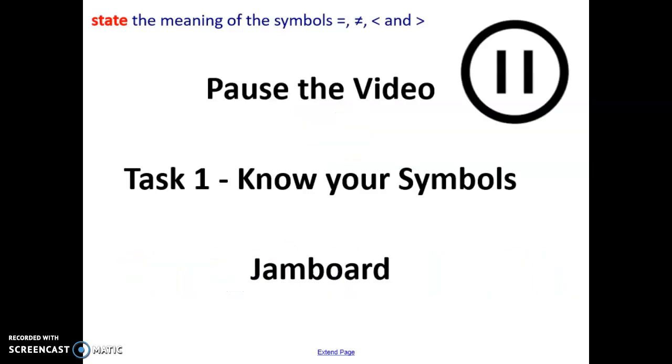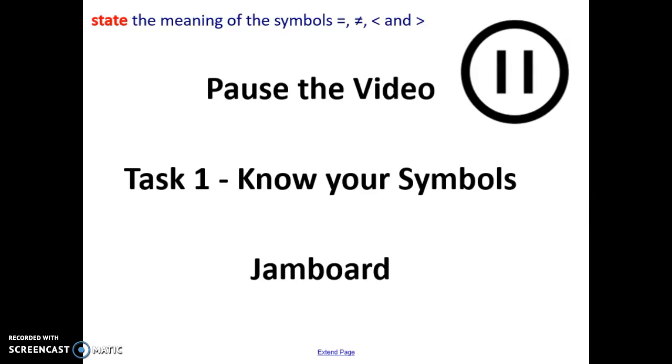So, in a second I'm going to ask you to pause the video. I want you to go onto the Jamboard that is called Task 1, Know Your Symbols. And I want you to use the pen function on the Jamboard to draw a line matching each symbol to its definition. So you're just drawing a line matching the symbol to the definition. Can you pause the video now? Brilliant.